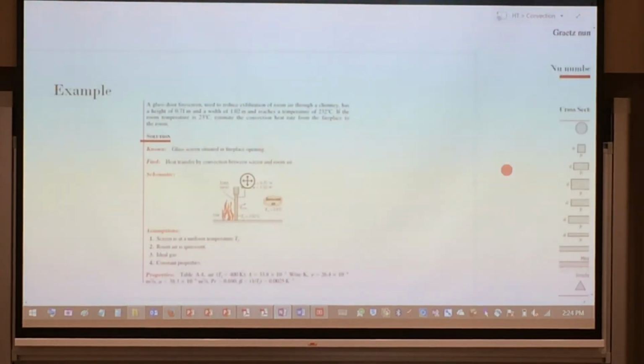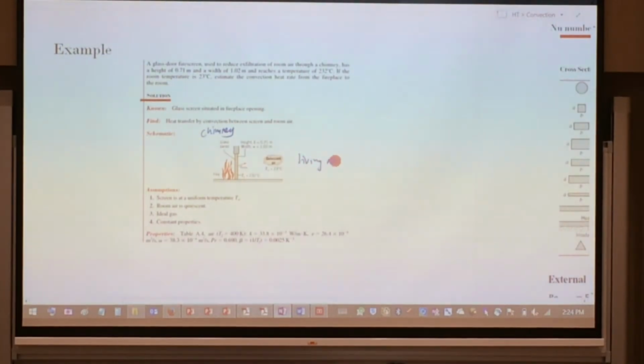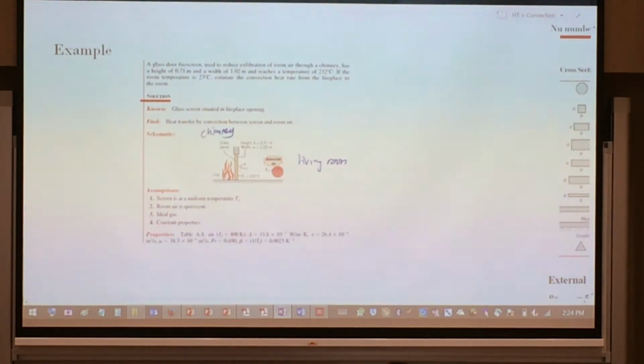Let's have a look at an example. This example has a glass panel, and this is actually a fireplace. So over here would be your chimney, and over here would be your living room. And there are a few parameters that are given to us. The surface temperature of that glass panel is 232 degrees Celsius. The quiescent air, that is your ambient air, that is not moving, that is at 23 degrees Celsius. This is the one that caught a lot of students unaware of.